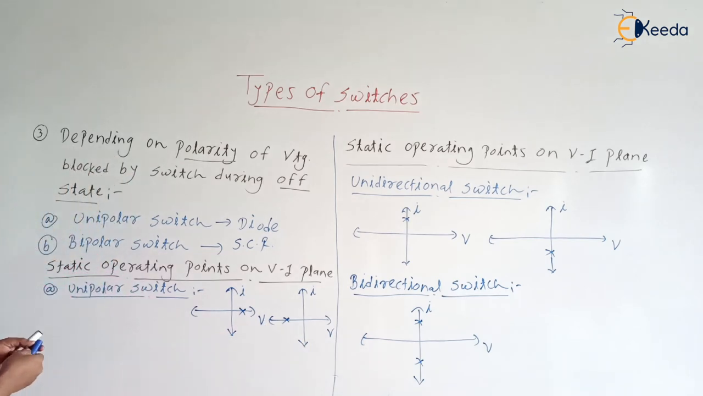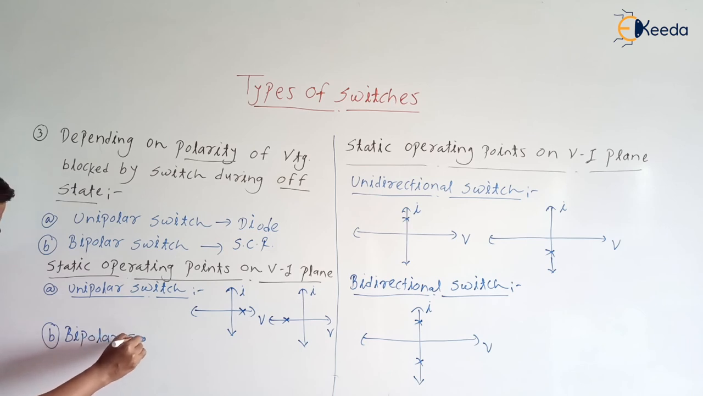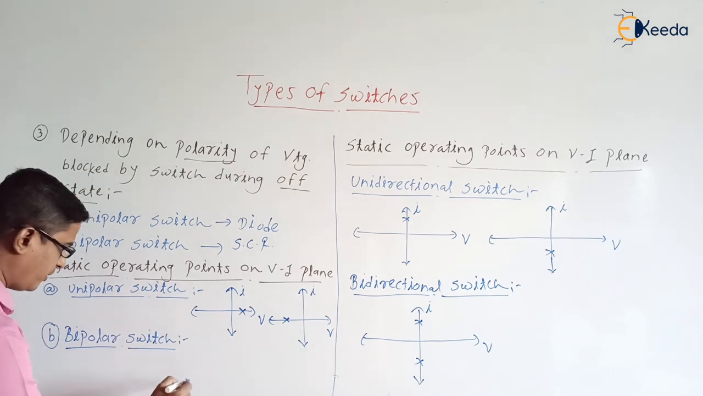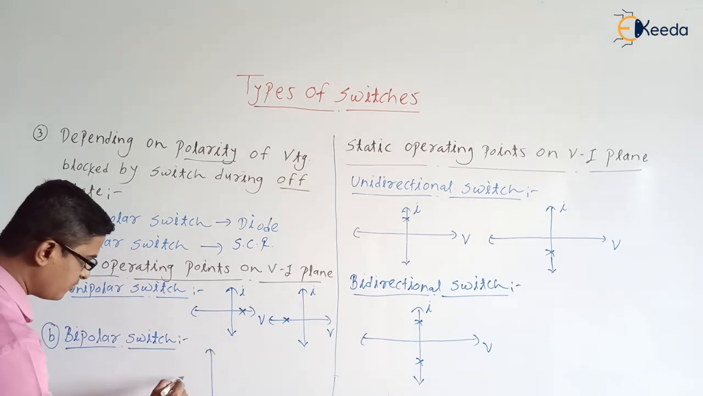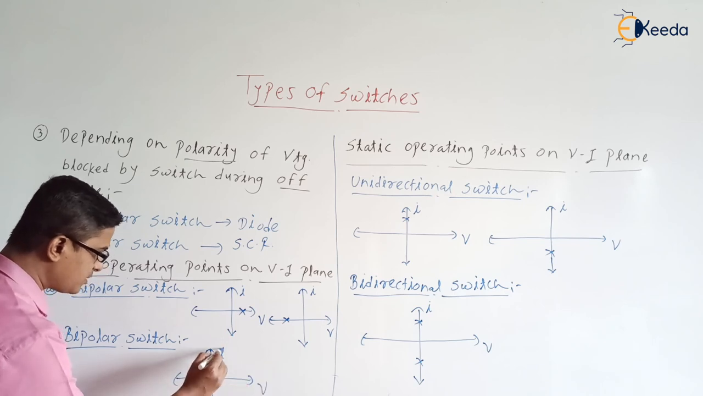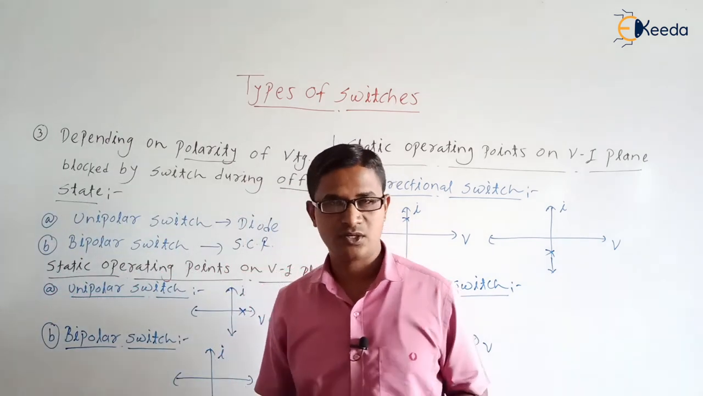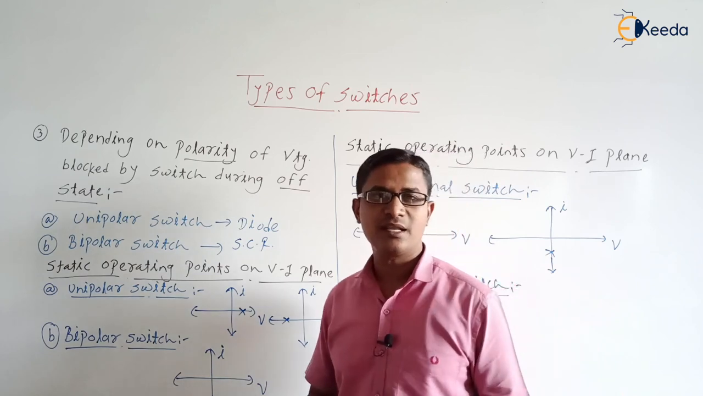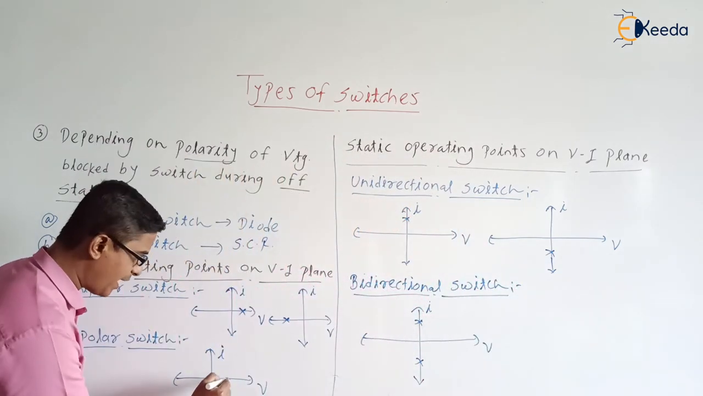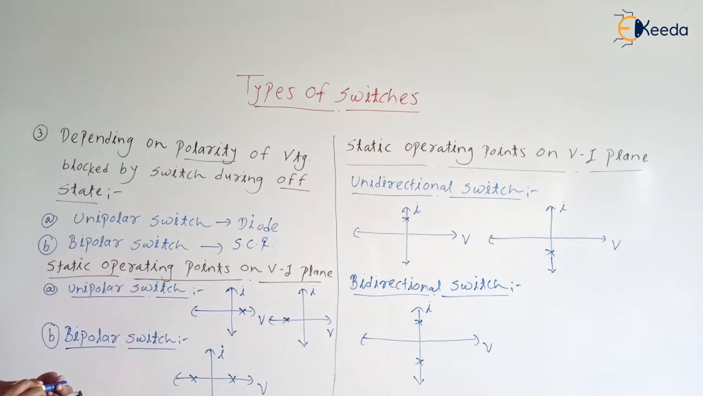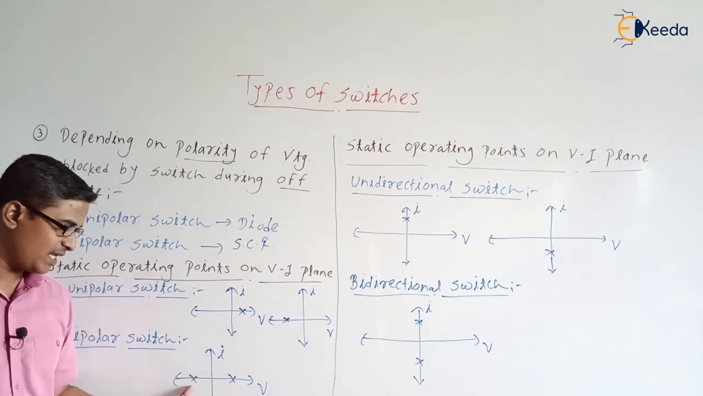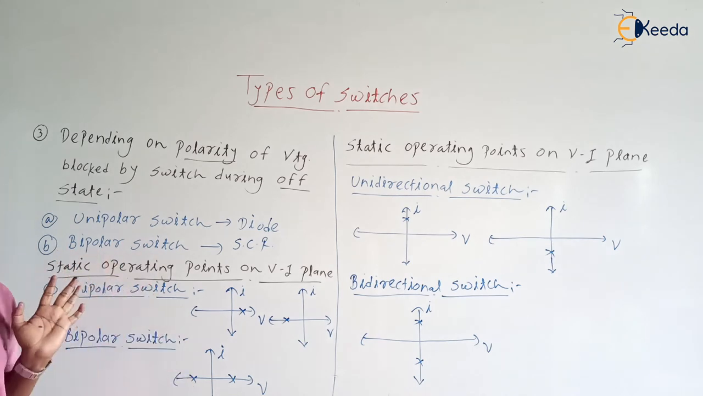Next, second one, the bipolar switch. A bipolar switch blocks forward voltage as well as reverse voltage during its off state. Off state means current is zero, and the voltage blocked by the switch is forward and reverse. So here and here the operating points will be on the positive V axis as well as the negative V axis. Is this clear to all? Are you getting the point?